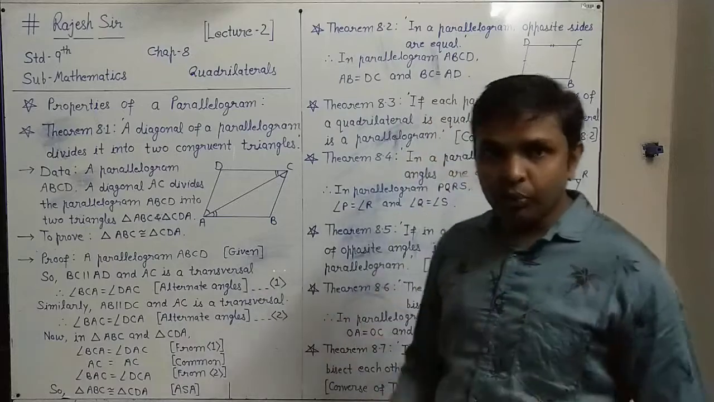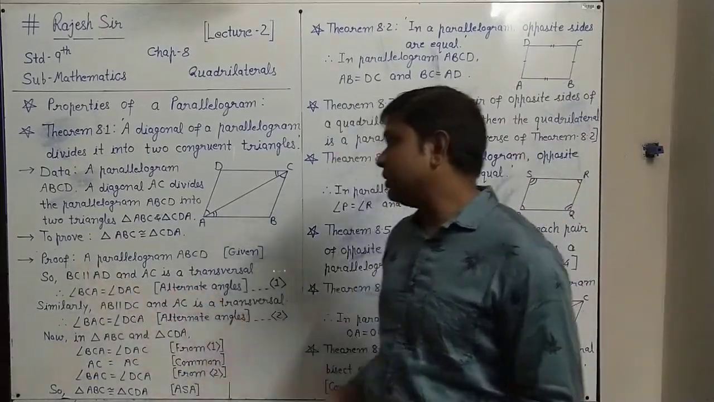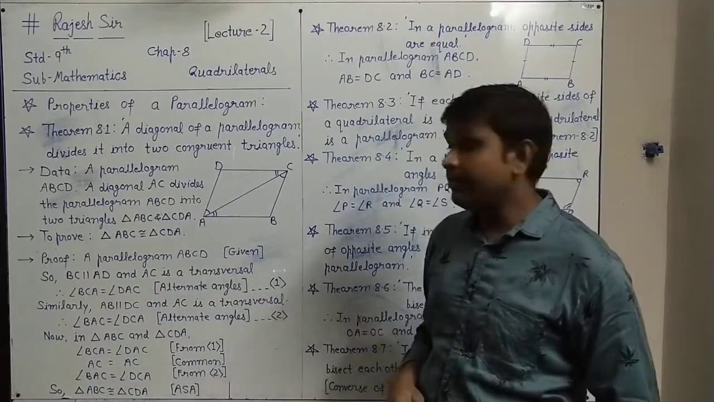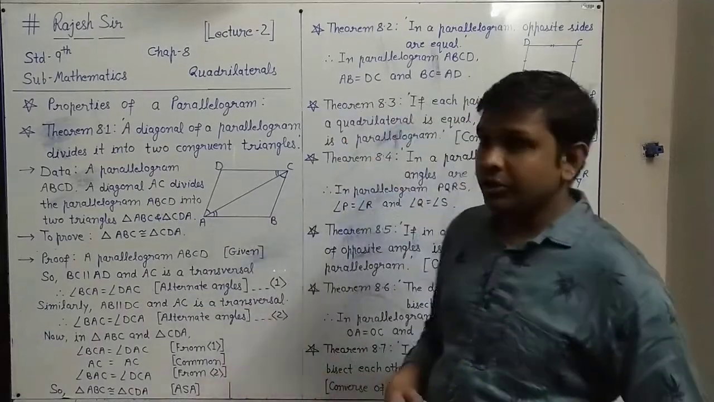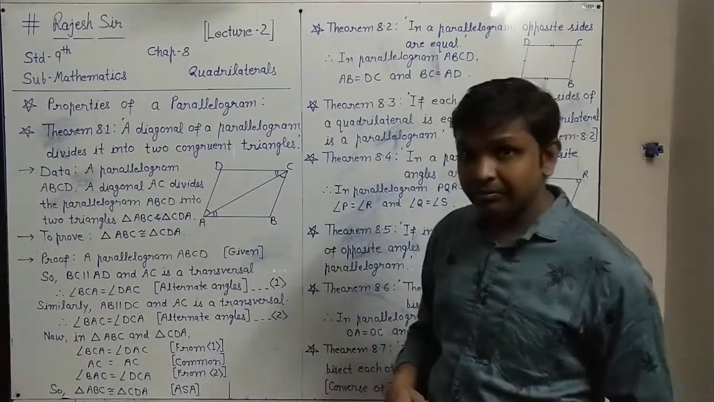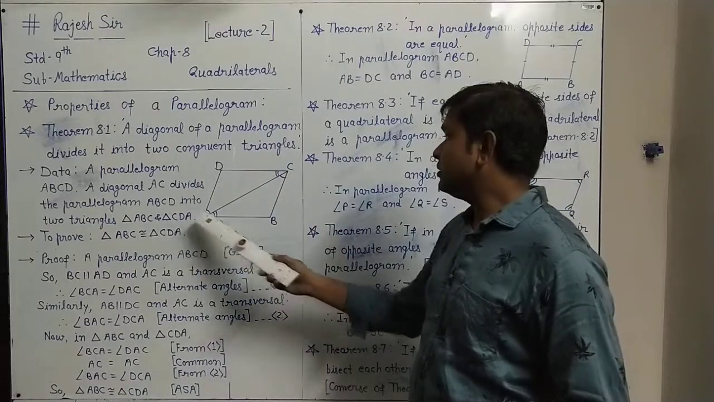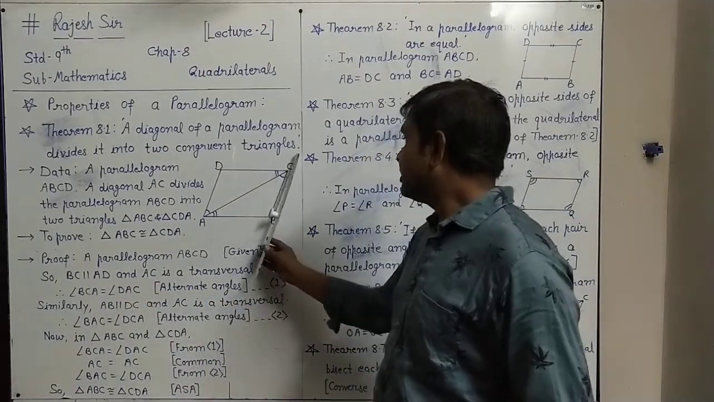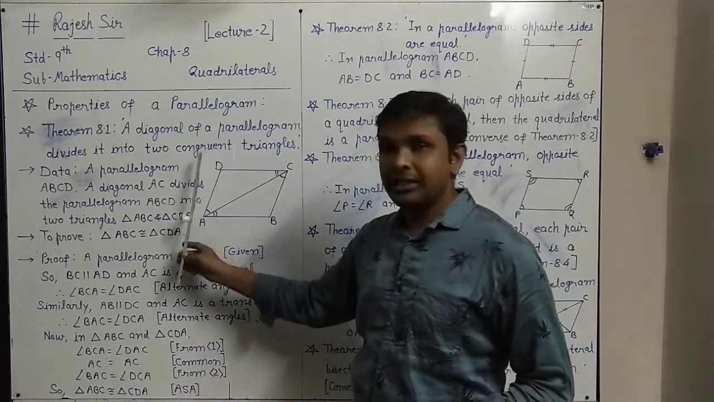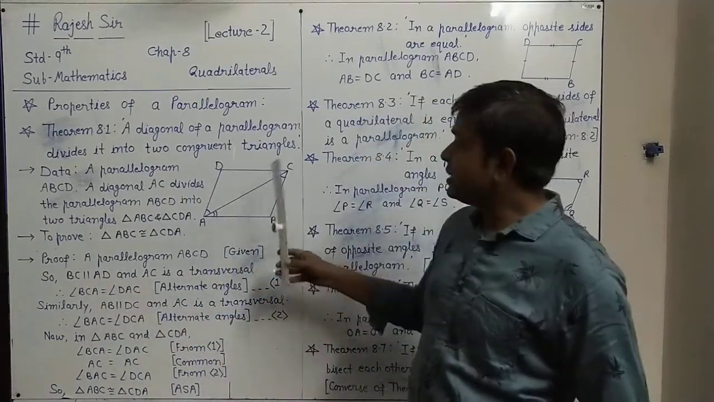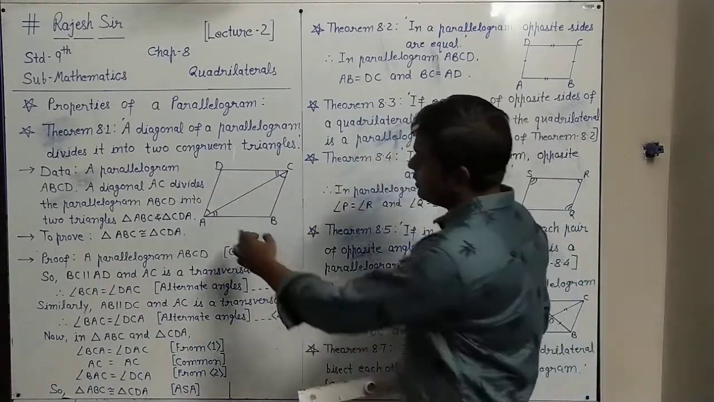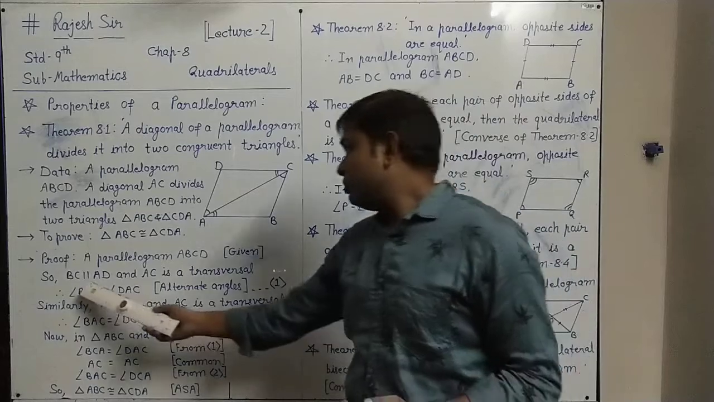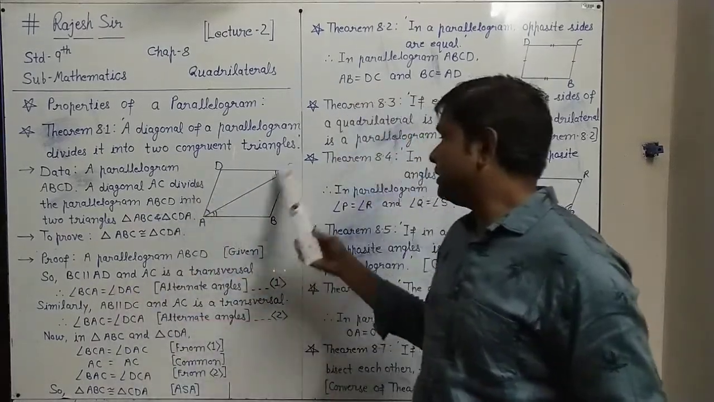Now we'll prove this. In the proof, we start with: a parallelogram ABCD is given. By the definition of a parallelogram, you know, opposite sides are parallel. These two are parallel, and these two are also parallel. So you can write BC parallel to AD. These are the opposite sides, and they are parallel. In this figure you can see that AC intersects both the parallel lines, which is called a transversal. So BC is parallel to AD and AC is a transversal.